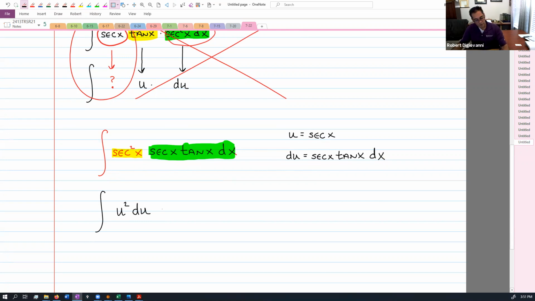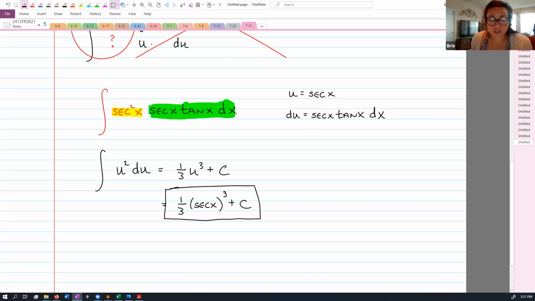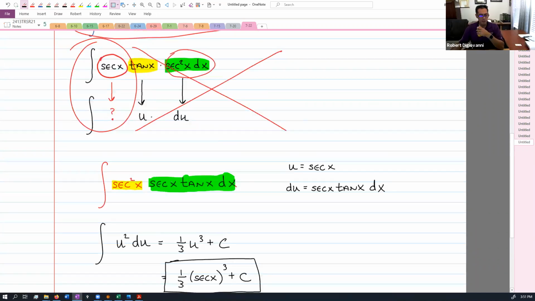And the antiderivative of that is 1/3 u cubed plus c. And that's just going to be 1/3 secant x cubed plus c. And that's it. So I did pretty much, I mean, that's what I got. I just did it a little bit different. How did you do it?